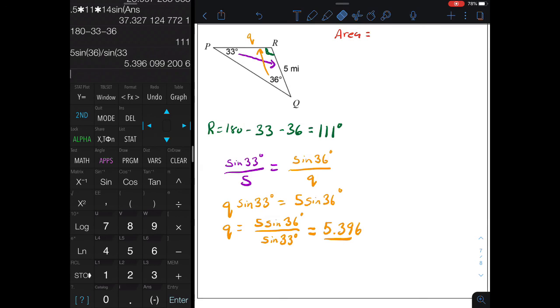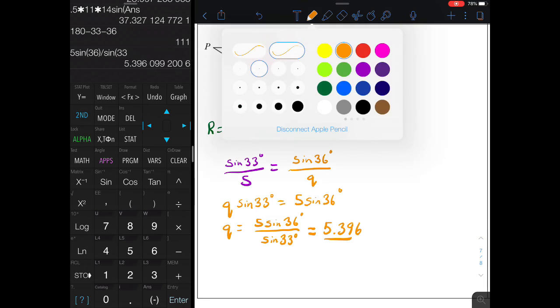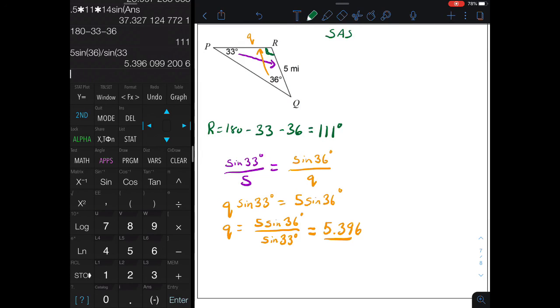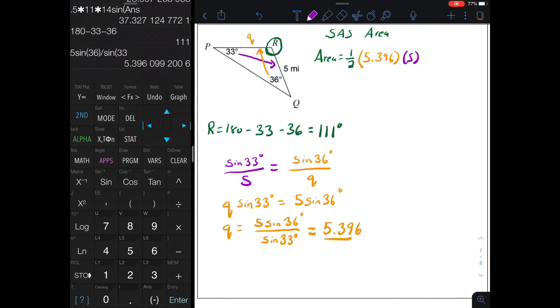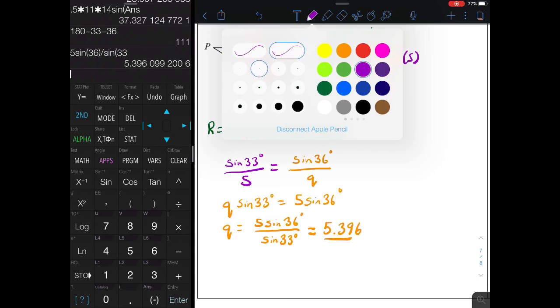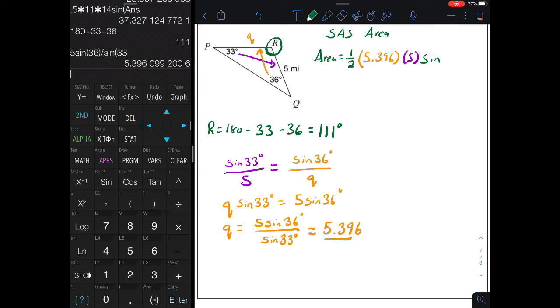So now to find my area, let me change the color of that. So area for side angle side. In this case, the two sides that I have, I'd have to use angle R because I know side Q and side P. So area would equal 1/2 times Q times P, so times 5, times sine of 111.